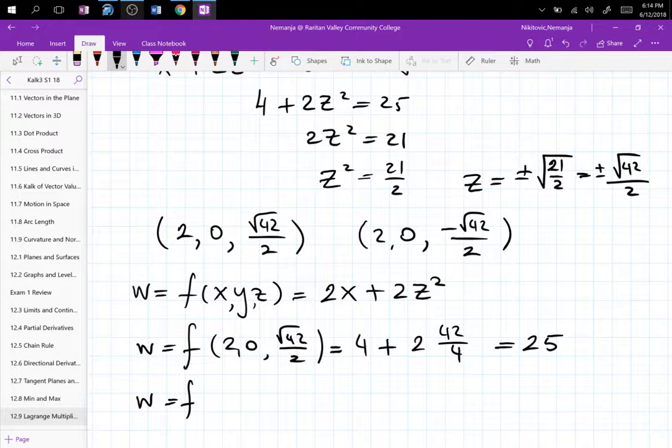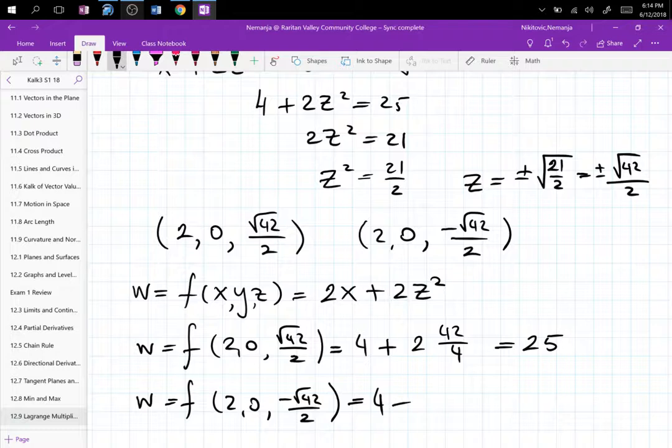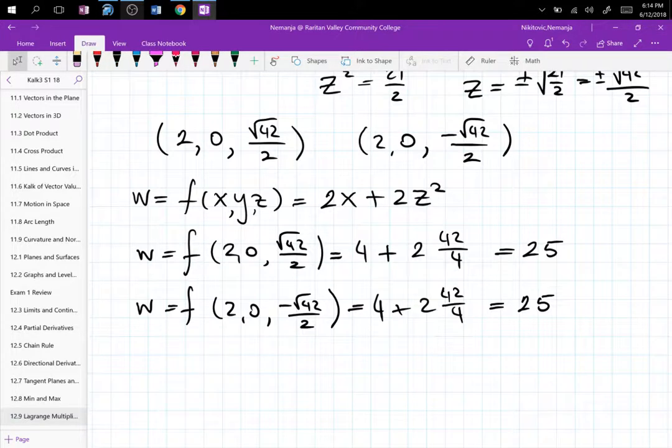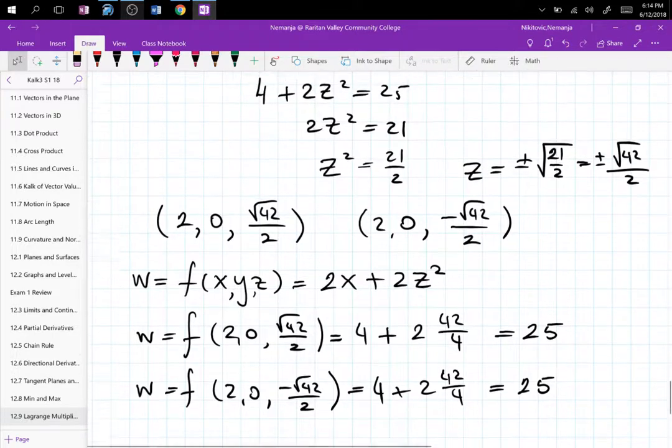And w of f of 2, 0, negative square root of 42 over 2 is going to be, again, when you plug in, 2 times 4, 2 times is 2, plus 0 is there, and then plus, when you square, we get the same thing. So no min values, just the max values. What about when we got rid of the z?